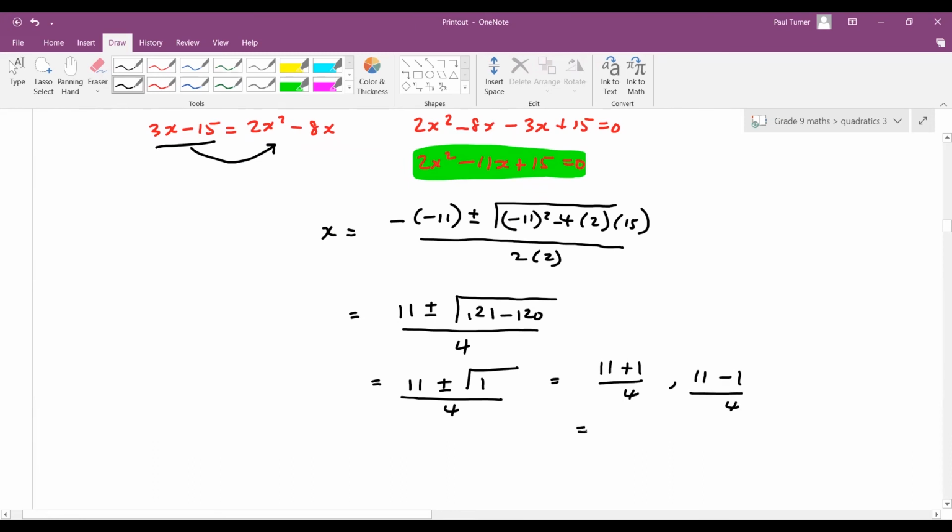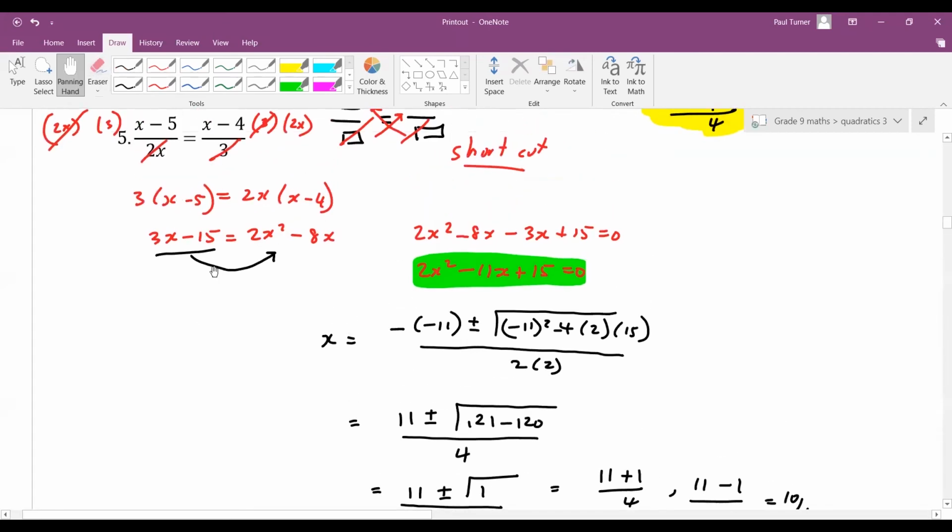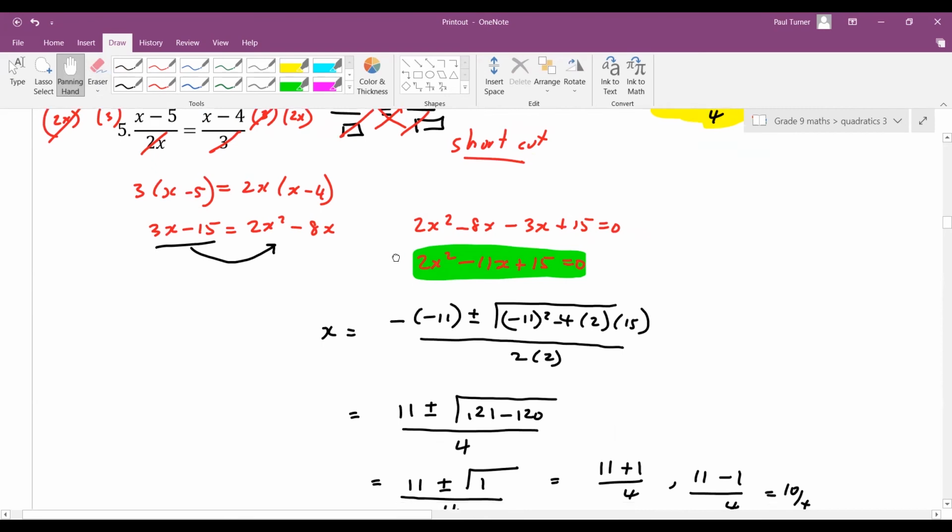Getting it? So you will have 2 solutions because this number is positive. 1 is positive, of course. So 11 plus 1 is 12, 12 on 4 is 3. 11 minus 1 is 10, 10 on 4 is 5 on 2, which is 2.5. So actually, that question could have been factorized. If I just asked you to solve this question, factorizing may have been quicker.